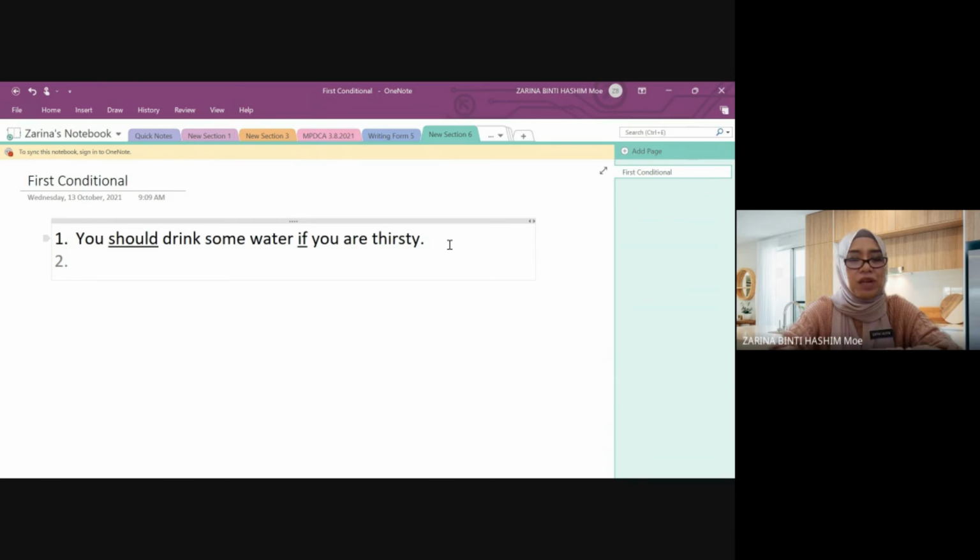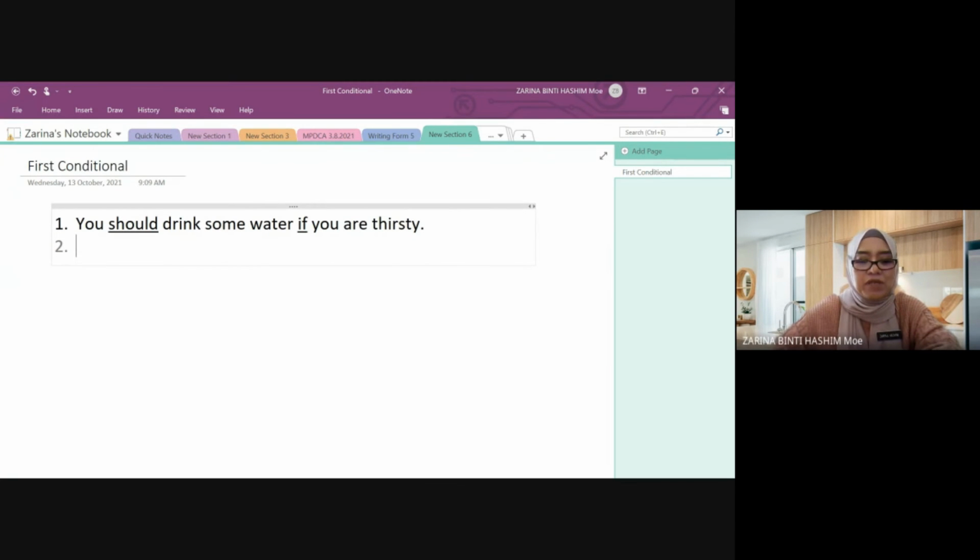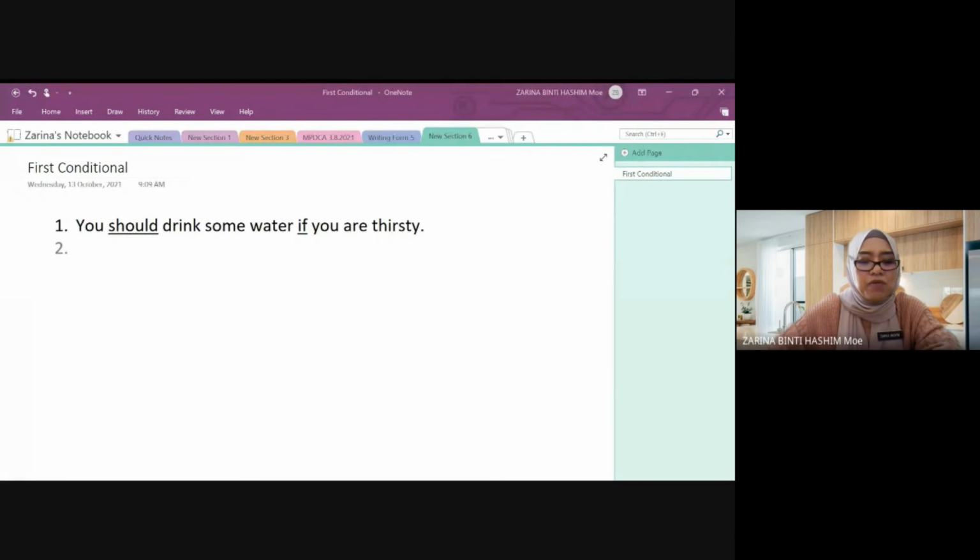In zero, you only have simple present tense, no will, no nothing. Okay, now number 2. Match the sentence first for number 2. Feel cold. If you feel cold, what should you do? I want to ask, and then you find the match first, then you construct a sentence.